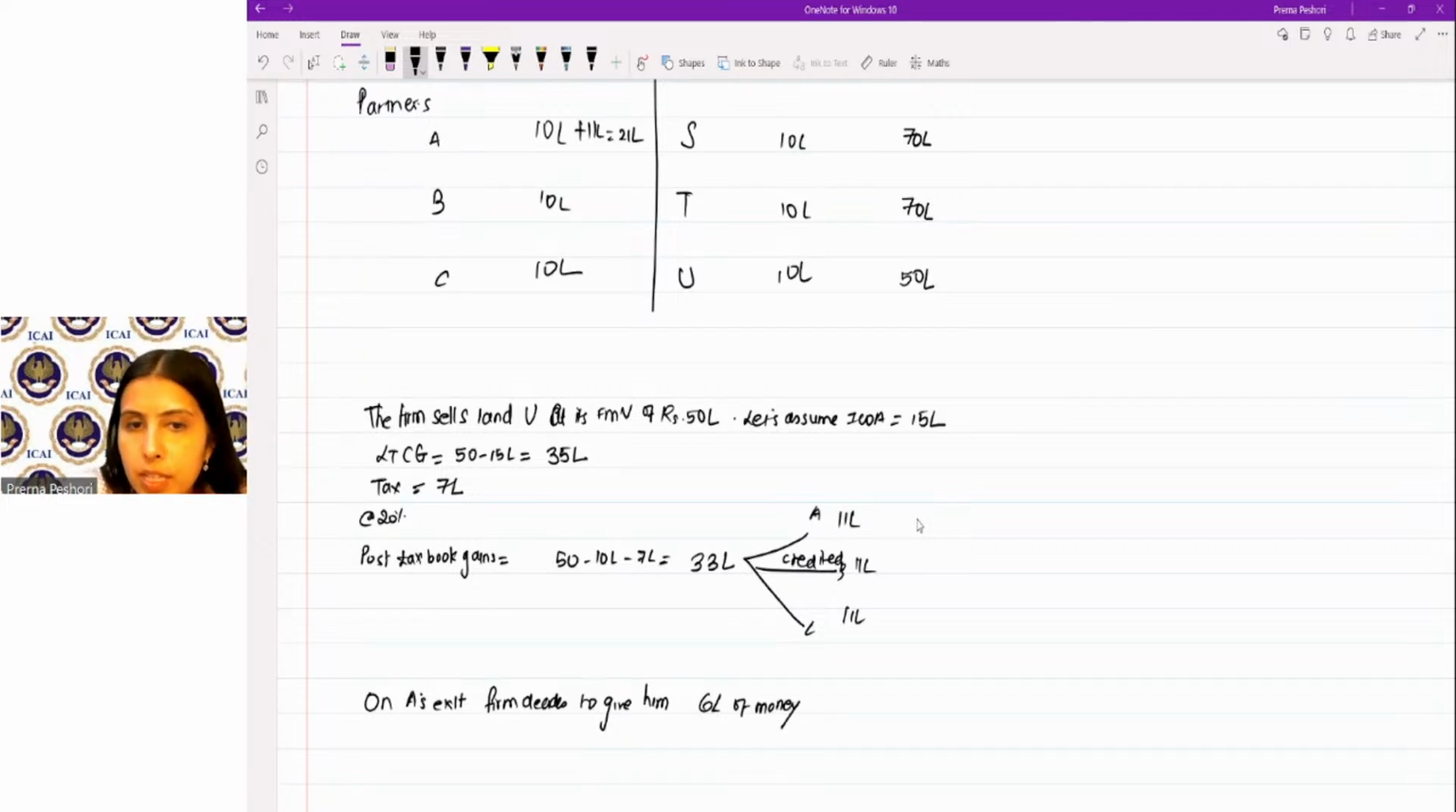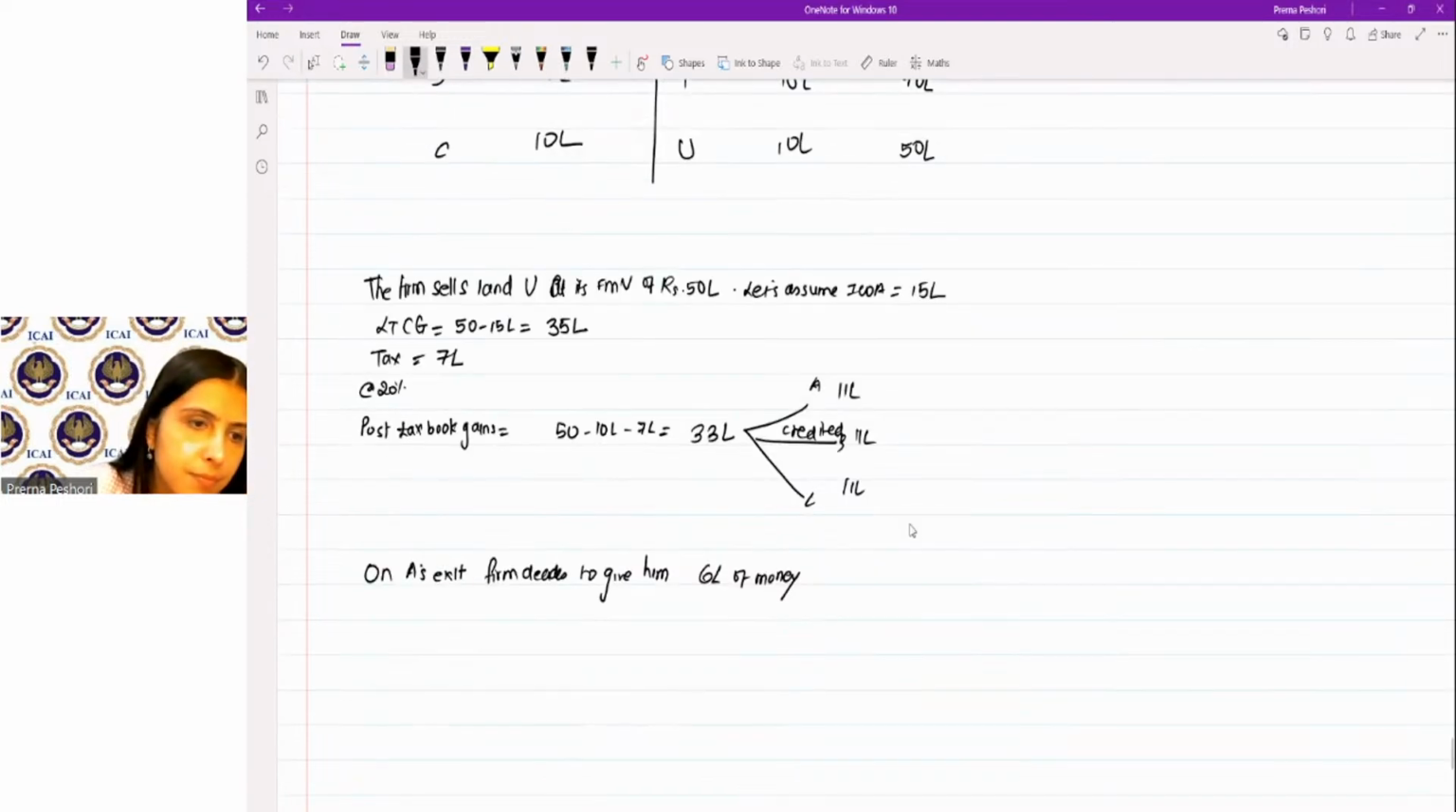$61 lakh of money. So what will be my 9B? What is my 9B? Jacob, in the ratio of 1:1. 20 lakh in the ratio of 40, where I will divide it equally between S and T in the earlier example. So 20 lakh, 1:1 ratio, because the revaluation happened in equivalent ratio.